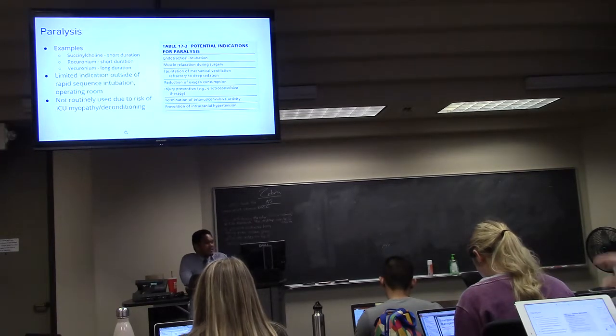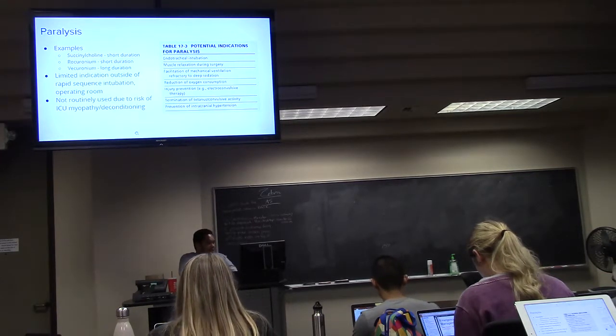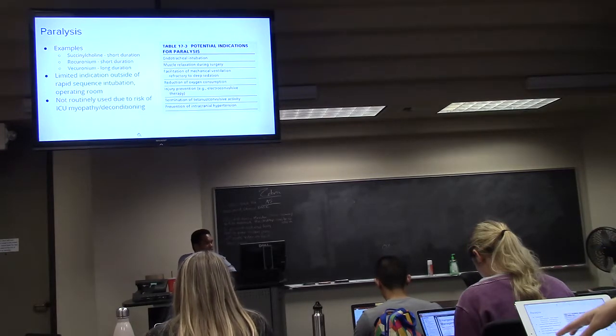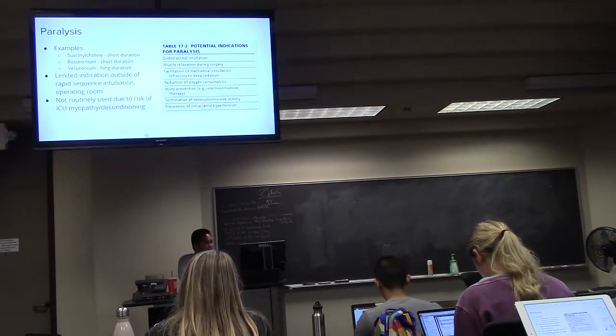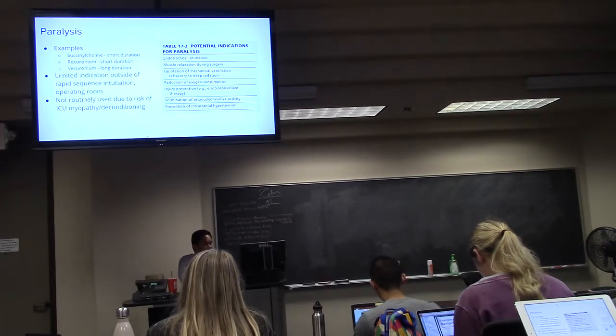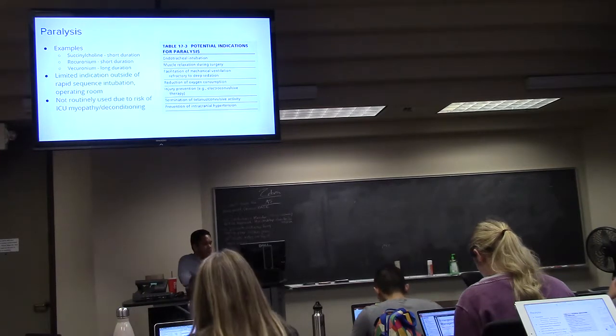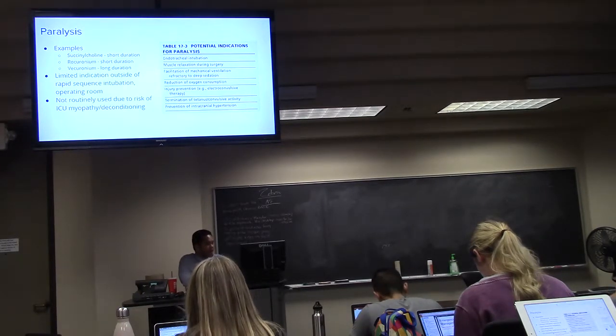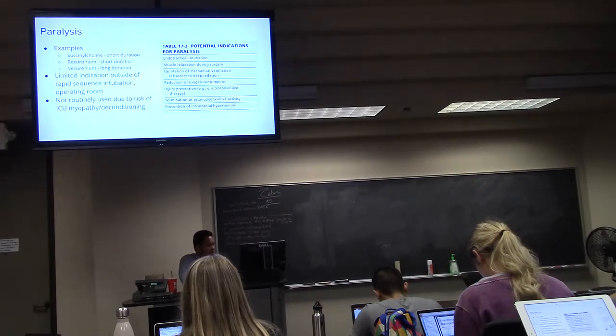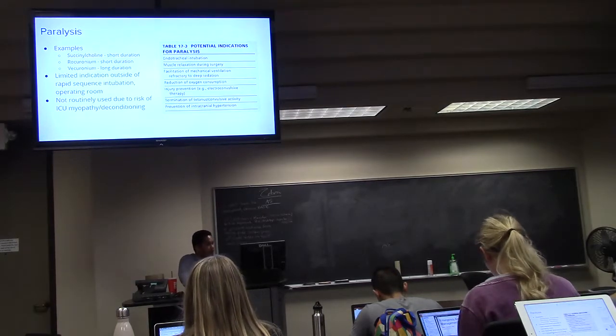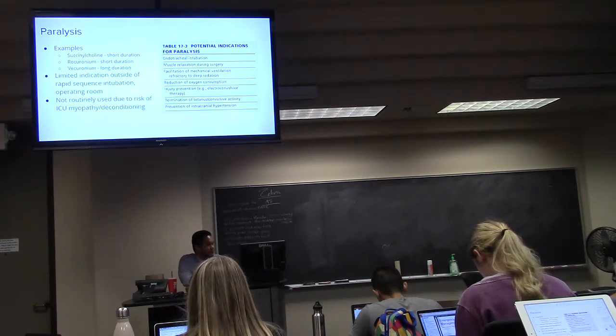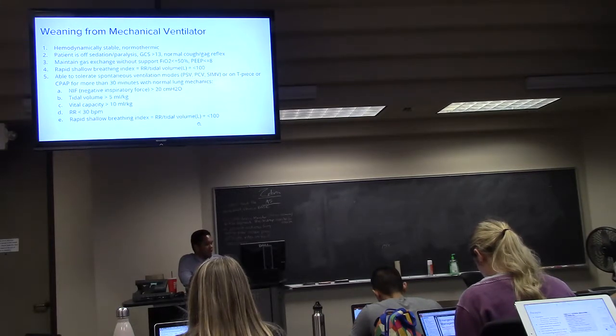And then paralysis, we don't usually paralyze patients on the vent unless there's a big reason to. Say a patient is really difficult to ventilate because they have, say, decreased lung compliance, say they're very rigid, then you need to paralyze them so that you can deliver those breaths. But otherwise, it's not something that we would use regularly.